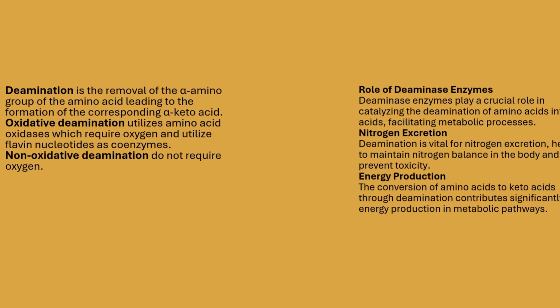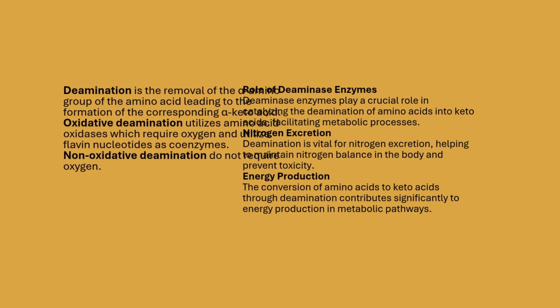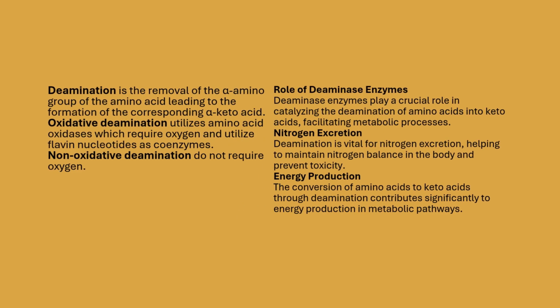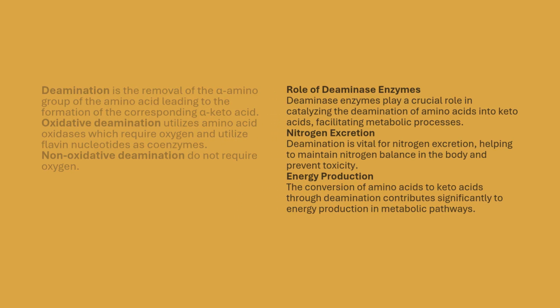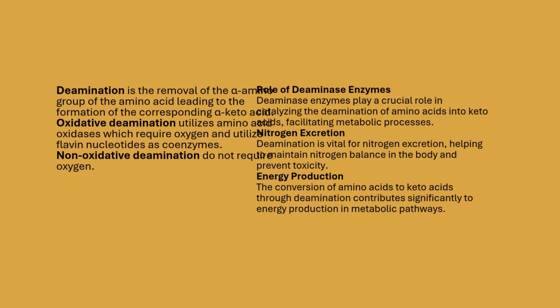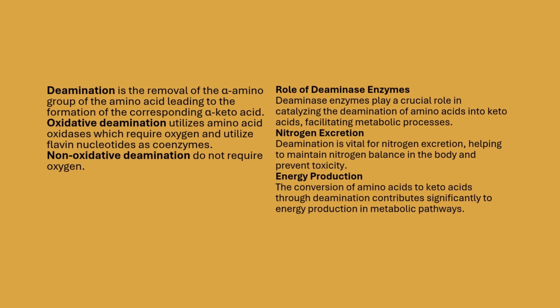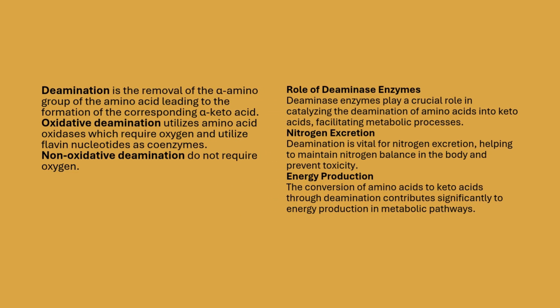Role of deaminase enzymes. Deaminase enzymes play a crucial role in catalyzing the deamination of amino acids into keto acids, facilitating metabolic processes. Nitrogen excretion. Deamination is vital for nitrogen excretion, helping to maintain nitrogen balance in the body and prevent toxicity. Energy production. The conversion of amino acids to keto acids through deamination contributes significantly to energy production in metabolic pathways.